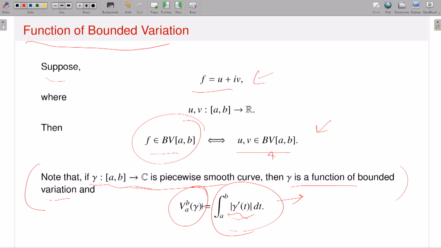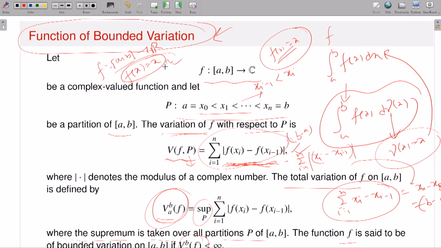So one can prove that if gamma is a piecewise smooth curve, then it is a function of bounded variation, and not only that, the total variation you will have by this kind of formula, the integral from a to b of the absolute value of gamma prime t dt. I am not going to prove it, but one can take it as an exercise. The way I have proved, if I take f of x equal to x, its variation is exactly equal to b minus a. Similarly, one can prove that.